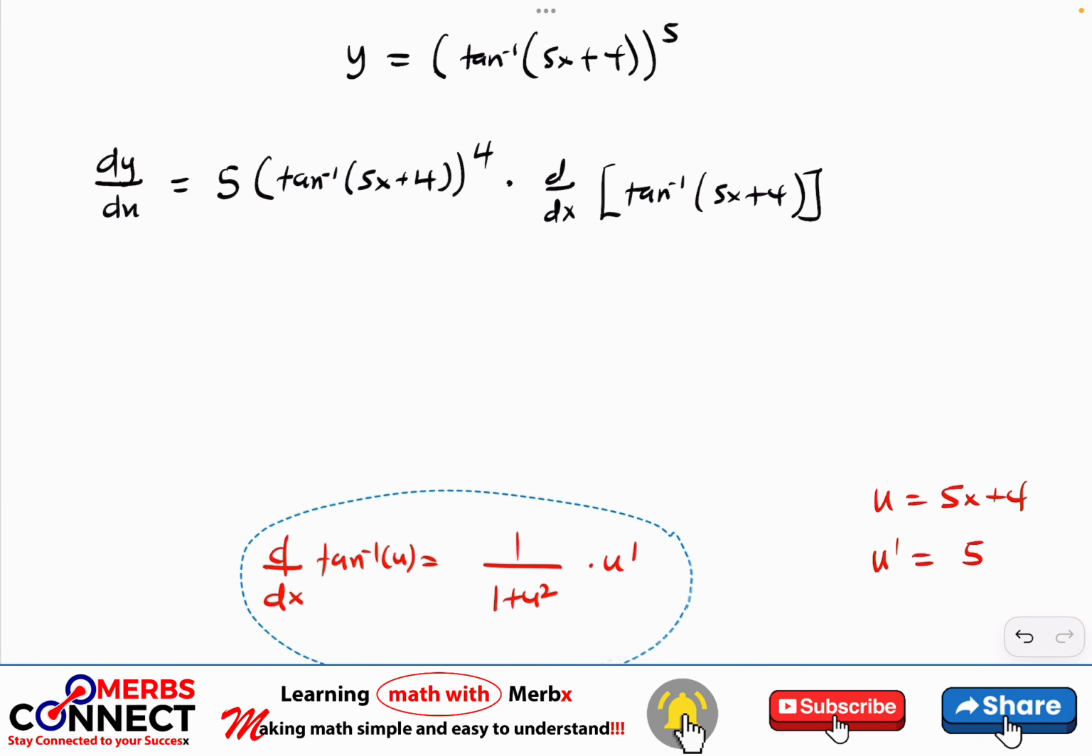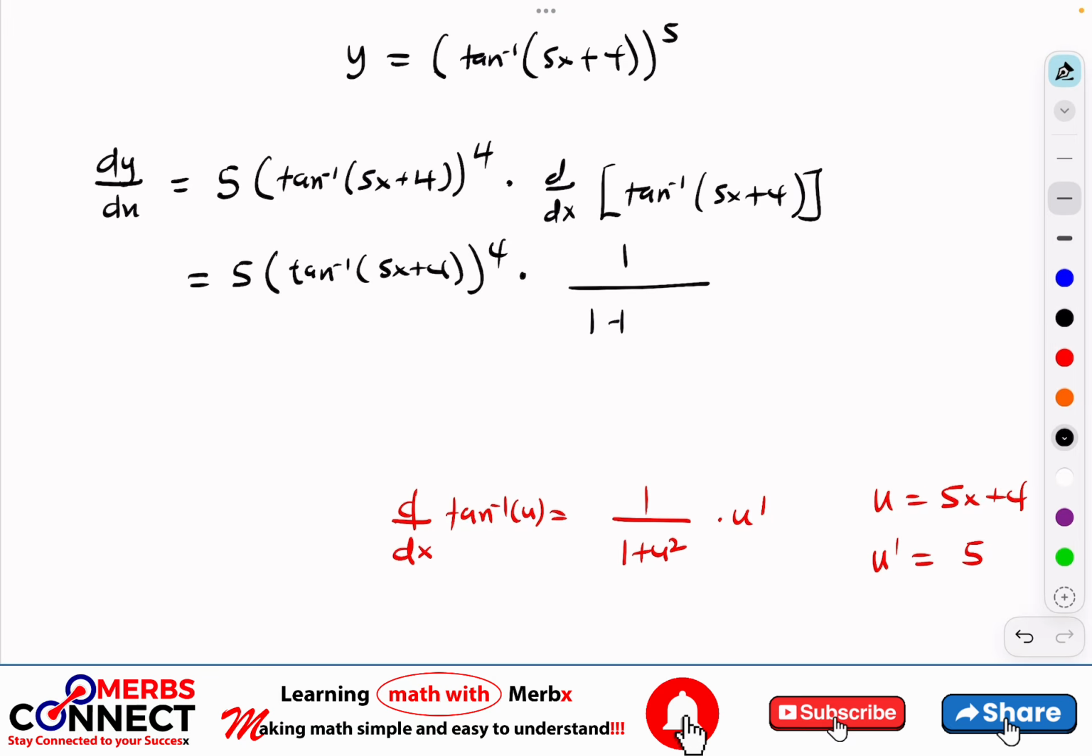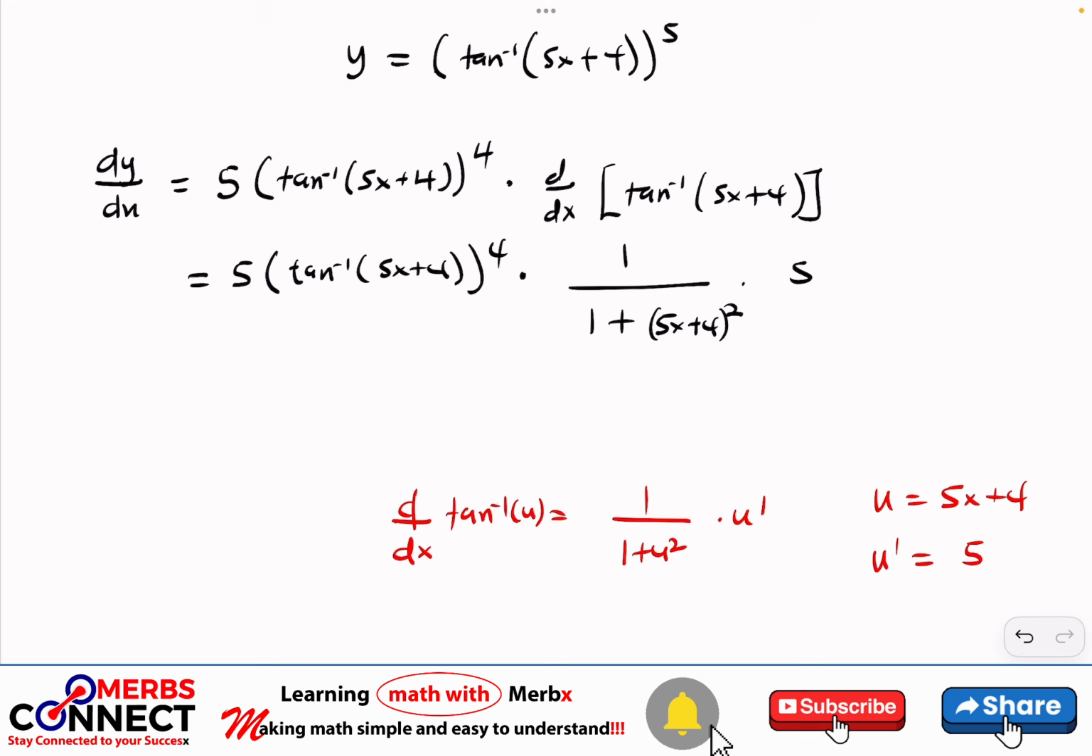So let me just bring this one here so that I can now write this one to be 5 tan inverse of 5x plus 4 all to the power 4 times, so this is now going to be 1 divided by 1 plus u squared, where u is 5x plus 4, all squared, times u prime, which is 5, which is very simple to be dealing with.